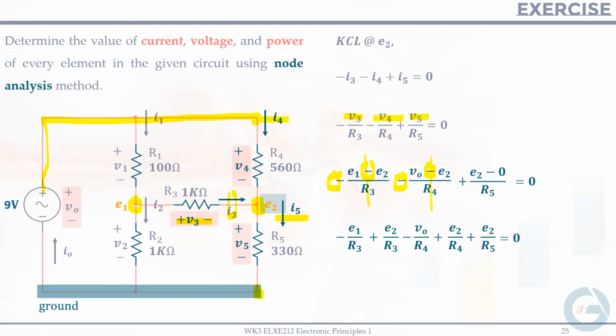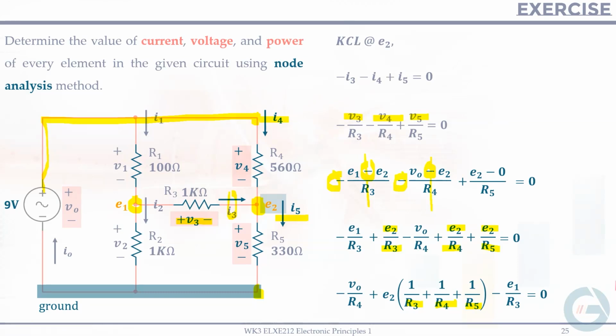Next, let's rearrange. These are the common variables. Let's have the voltage source first, the negative VO over R4. And let's factor out E2, so these are the denominators, R3, R4, and R5. Common is E2, and then E1 over R3 equals 0.